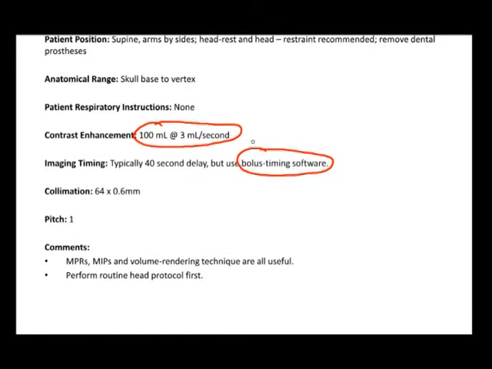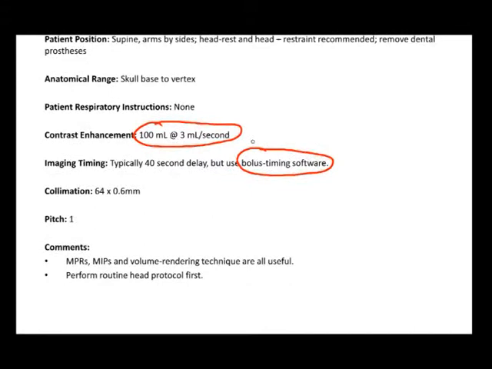The collimation is going to be 64 by 0.6 millimeters, so your slice thickness acquired is going to be 0.6 millimeter. Pitch is going to be 1. And the important thing to remember is that MPRs and MIPs and volume rendering are all going to be useful here. They all have their benefits, but the goal is to demonstrate the arteries and veins that are inside the brain.